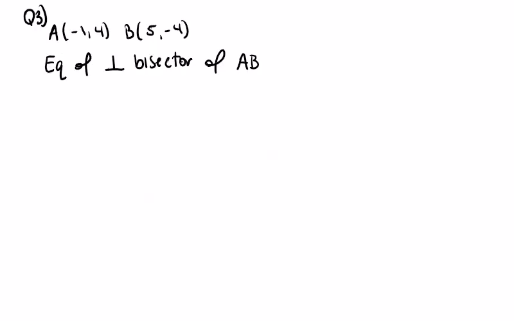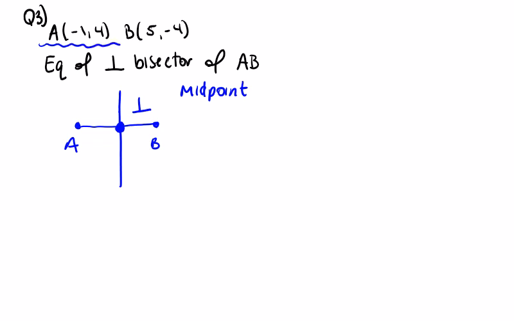In question 3, we're given 2 points, and we're asked to find the equation of the perpendicular bisector of AB. We'll just do a little sketch here. We'll call this one A and this one B. The perpendicular bisector, what does it do? It goes through the middle of it, and it's perpendicular. So the middle of AB is the midpoint. We haven't seen that before in these longer questions, but you're asked to get the midpoint as the point on AB.